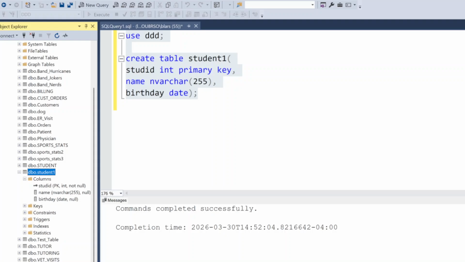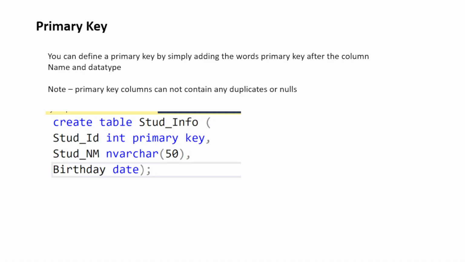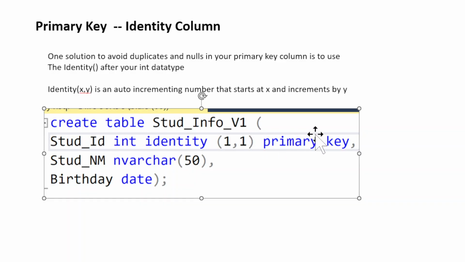Okay. So let's go back. So that's just building a basic table, and changing over to this with a primary key. So we built a table, stud info. All right. Now, if we wanted to do an identity, what we'll do is create table stud info v1, and notice you still have to identify it. So this is still an integer. So I'd give it a data type first, then identity, then primary key.